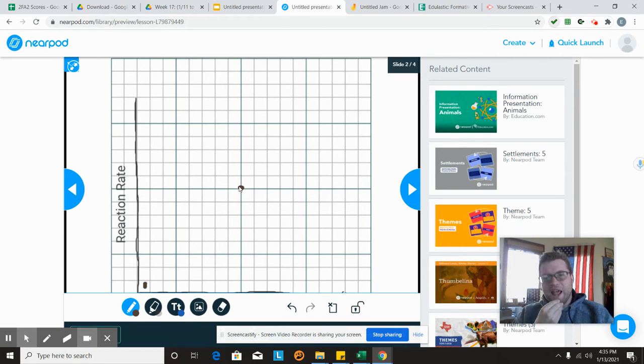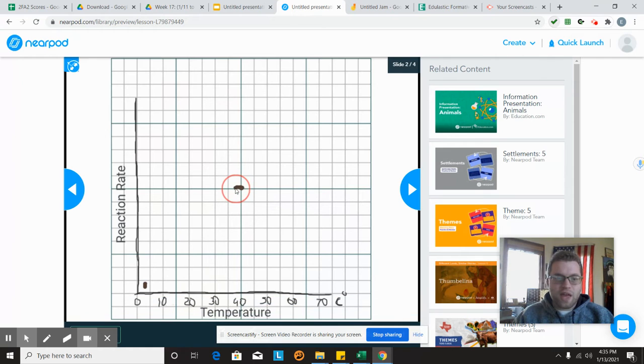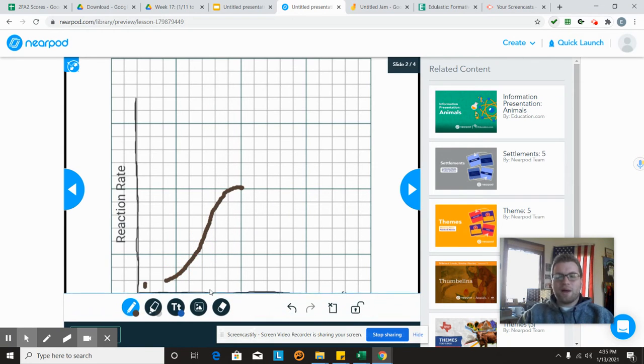Thinking about this, well, if the enzyme gets colder, it's not going to be able to allow for the reaction to occur because the particles are moving slower. The chemical reaction isn't happening as quickly because in order for the chemical reaction to happen, substrate and enzymes have to bump into each other. So I can show that as if we decrease the temperature of the enzyme, the reaction rate decreases.